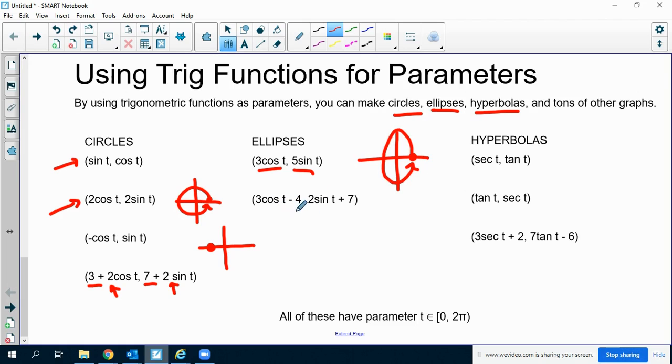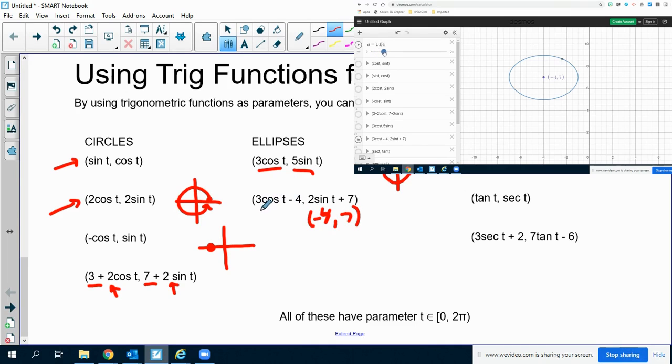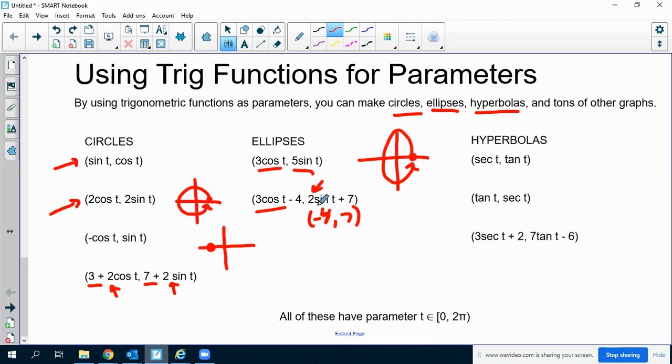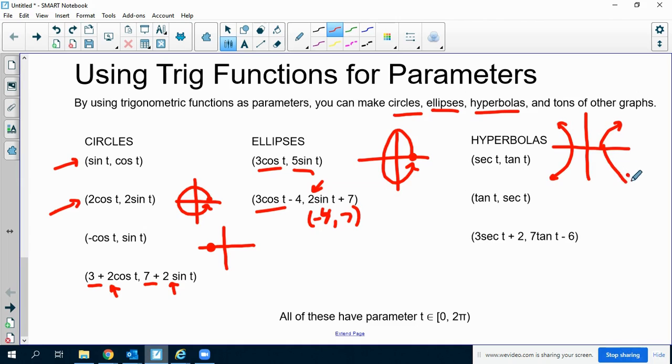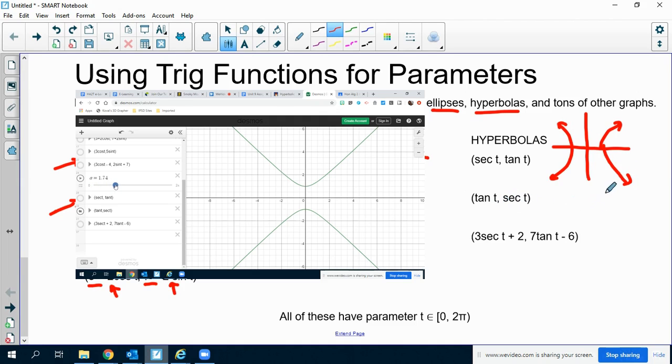This one is going to have a center at negative 4 comma 7, and it's going to have an x radius of 3, a y radius of 2, and it's going to be traced in the same direction as we just did over here. Then we can also do hyperbolas with secant and tangent. So if I have secant and then tangent, that traces a hyperbola like this, and then it finishes off this way. Tangent secant is going to be a hyperbola in the y direction, so it will look something like this.